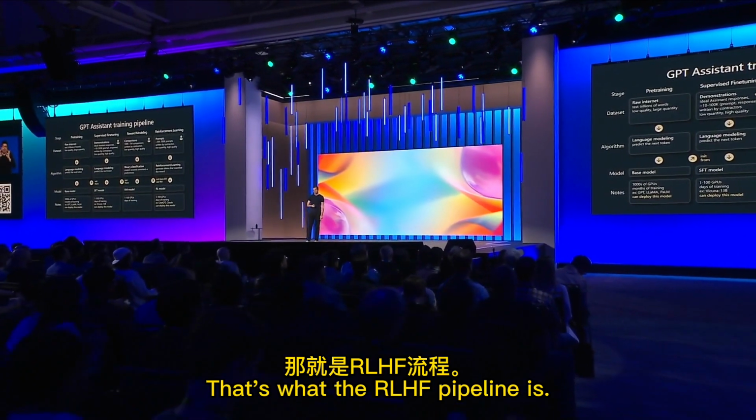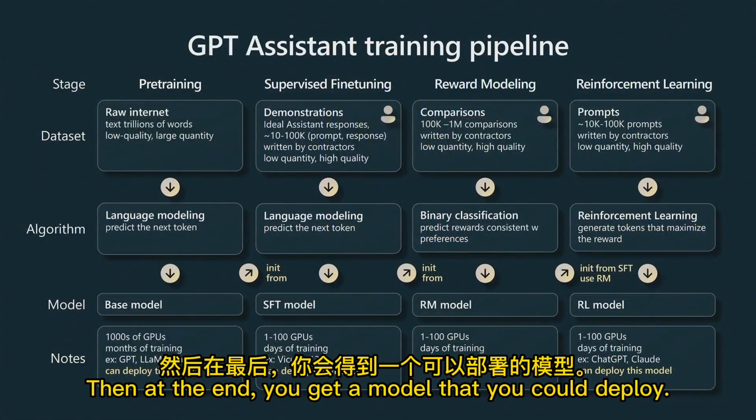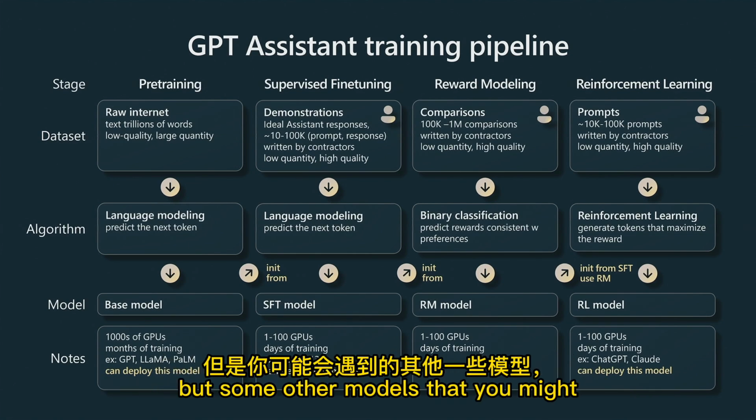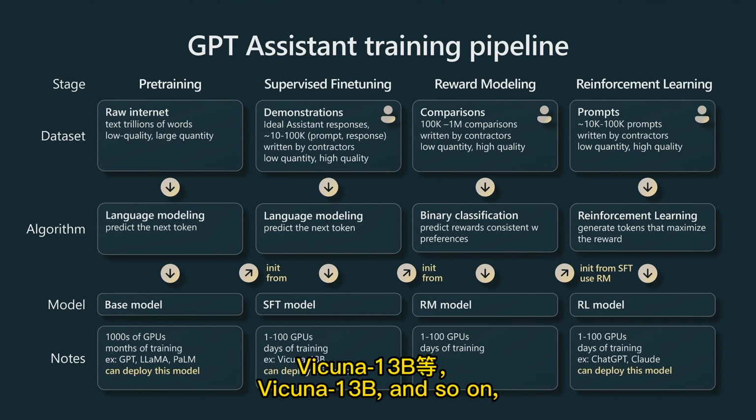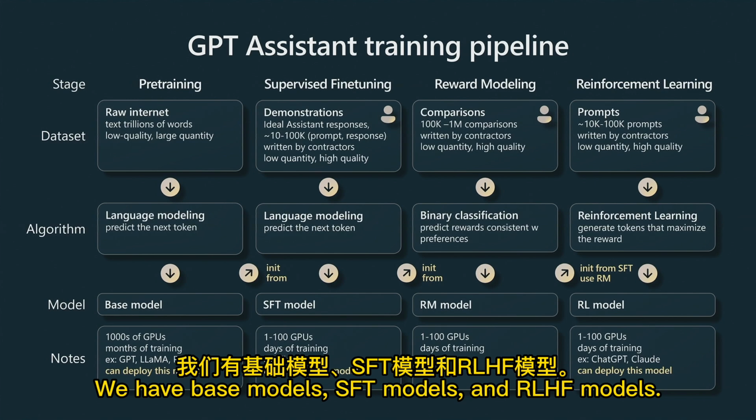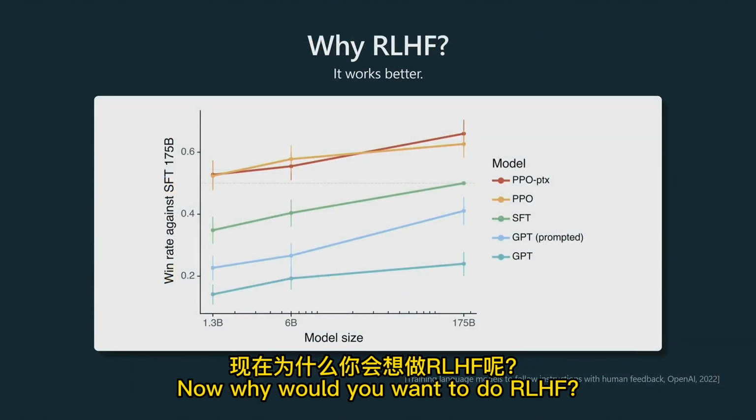So that's how we train, that's what the RLHF pipeline is. And then at the end, you get a model that you could deploy. As an example, ChatGPT is an RLHF model. But some other models that you might come across, like Vicuna 13b and so on, are SFT models. So we have base models, SFT models, and RLHF models, and that's the state of things there. Now, why would you want to do RLHF?